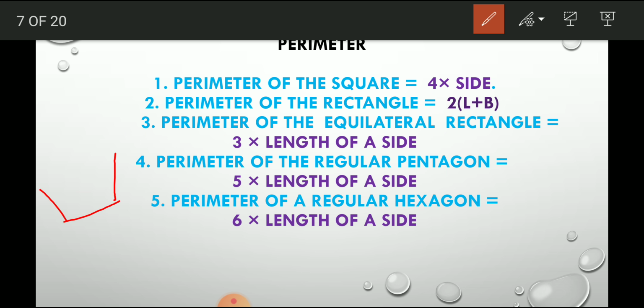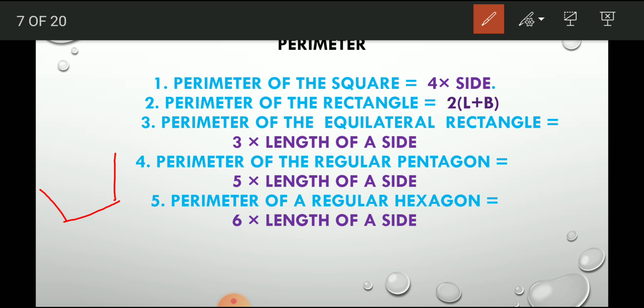Similarly, perimeter of the regular hexagon. How many sides does a hexagon have? That is 6 sides: 1, 2, 3, 4, 5, 6. Here each side is 2. If the hexagon has the same length on every side, we can use this formula: 6 into the length of a side. So how many sides? 6 sides. If the length of a side is equal, we have to use this formula.